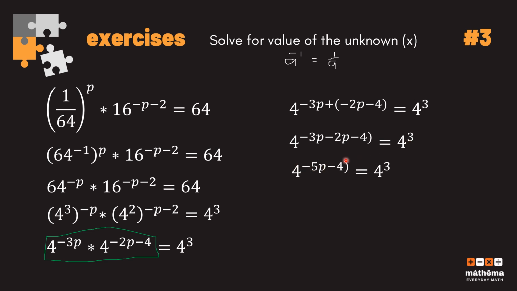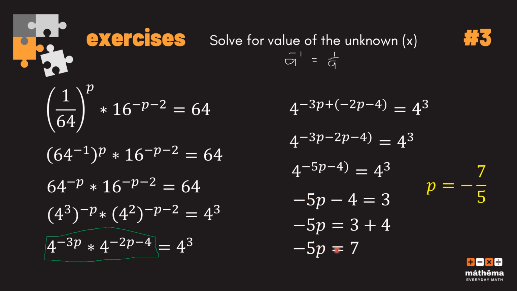So since the bases are now the same, we are going to drop the base and focus on the exponents. So we will have now negative 5p minus 4 is equal to 3. Negative 5p is equal to 3 plus 4. Negative 5p is equal to 7, or p is equal to negative 7 over 5. So this will be our final answer.